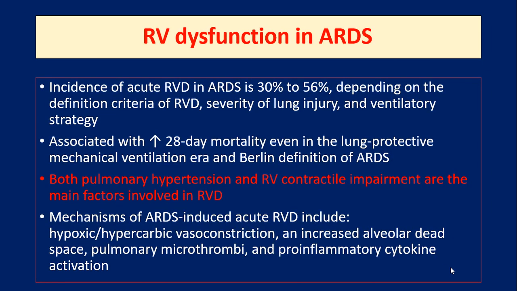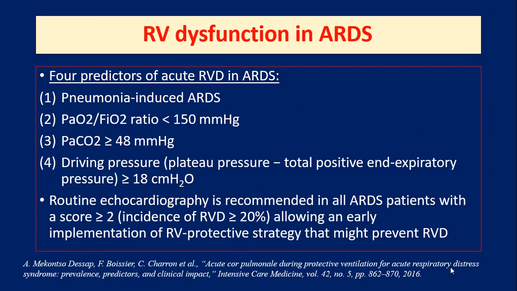What happens in ARDS? How does right ventricular dysfunction happen in ARDS? Incidence of acute right ventricular dysfunction in ARDS is around 30% to 56%, depending on the definition criteria of right ventricular dysfunction, severity of lung injury, and ventilatory strategy. It is associated with an increase in 28-day mortality, even in the lung-protective mechanical ventilation era and Berlin definition of ARDS. Both pulmonary hypertension and right ventricular contractile impairment are the main factors involved. Mechanisms of ARDS-induced acute right ventricular dysfunction include hypoxic hypercarbic vasoconstriction, increased alveolar dead space, pulmonary microthrombi, and pro-inflammatory cytokine activation, which are the most common.